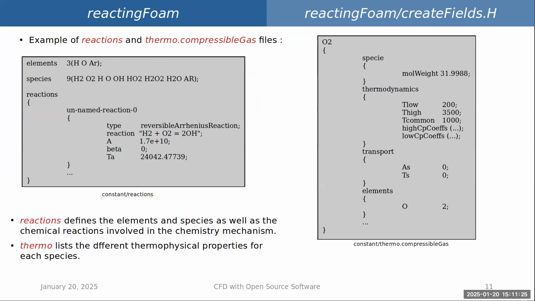In this slide, I show an example of the reactions and thermo.compressibleGas files used in reactingFoam. The reactions file defines the chemical reactions involved in the mechanism as well as the species. It also specifies the reaction types, such as here, reversible Arrhenius reaction, along with key parameters like the pre-exponential factor A, activation energy Ta, and temperature exponent beta.